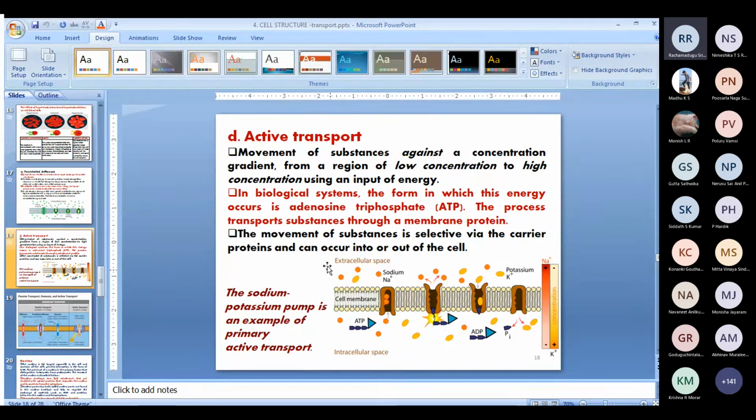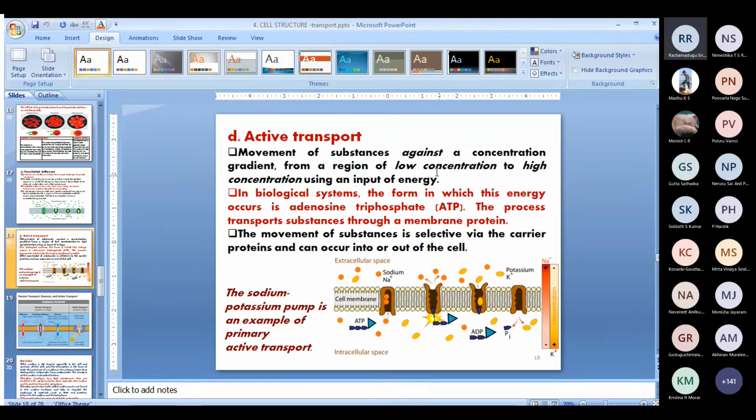So here, what is active transport? As the name suggests, there will be a movement from what? Normally we have seen from higher to lower. That happens automatically. But lower to higher definitely needs energy. So the movement of a substance against a concentration gradient, from a region of lower concentration to a region of higher concentration, using an input of energy is what is called active transport.